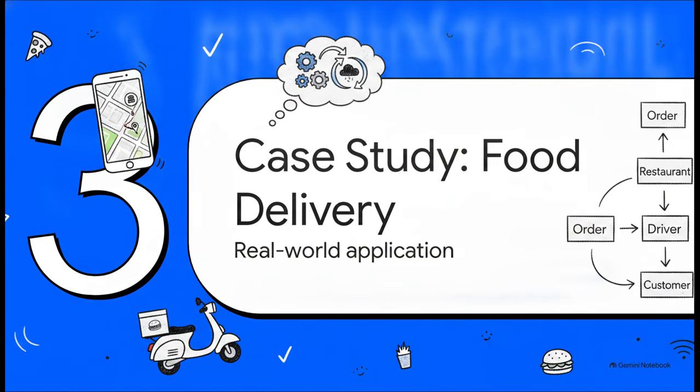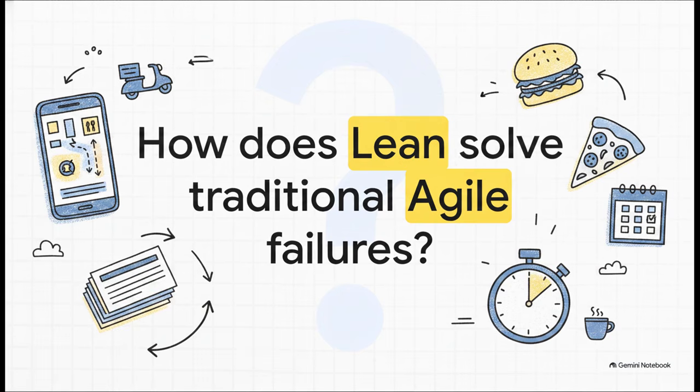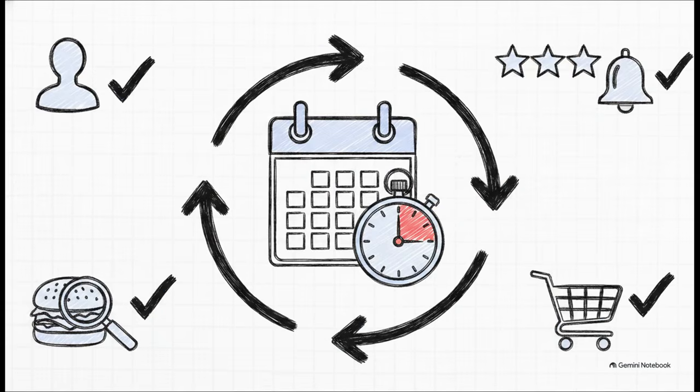Okay, section 3, case study, food delivery. Theory is great and all, but let's see how this actually plays out in reality. Imagine a company is building a brand new food delivery app, something like an Uber Eats or DoorDash, and they decide to tackle it using a completely standard agile approach. Let's see what happens. So working in standard 2-week sprints, the team is just crushing it.